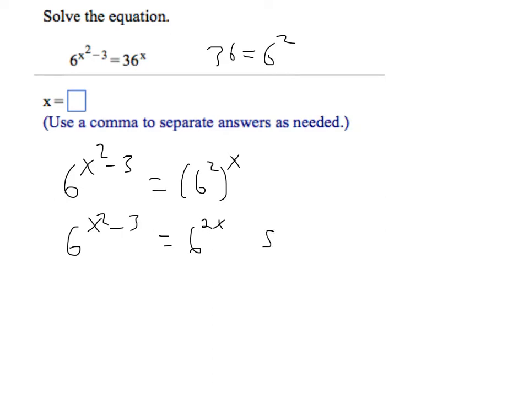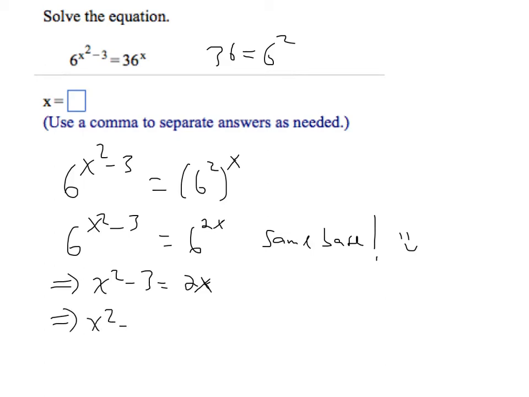Because I have the same base on both sides, that means that I can just see when the exponents are equal. In other words, the only way that two powers of 6 could be equal is if the exponents are equal. And because of that fact, now I have just a normal quadratic equation to solve, so I can use our normal strategy of putting everything on one side equal to 0 and factoring.